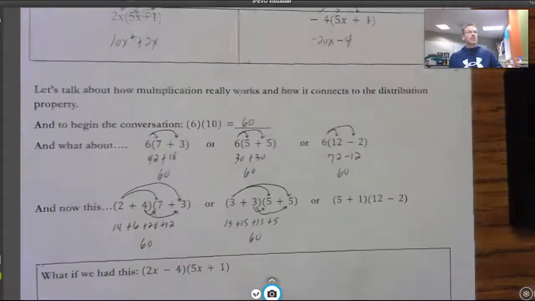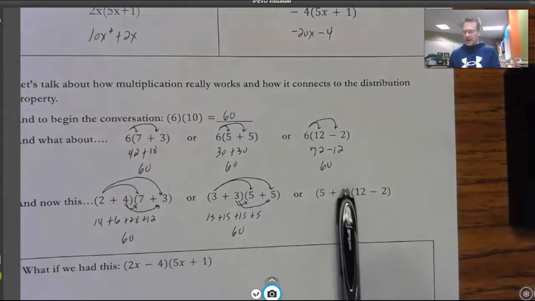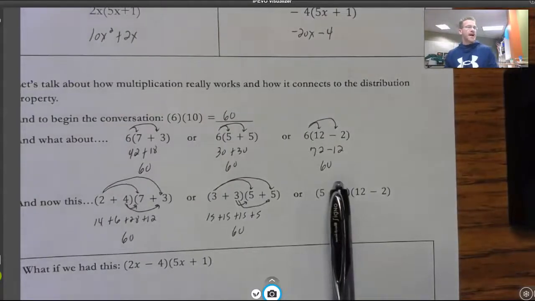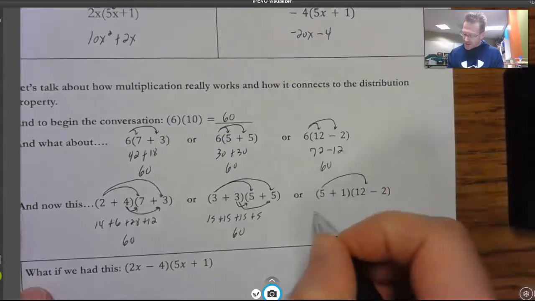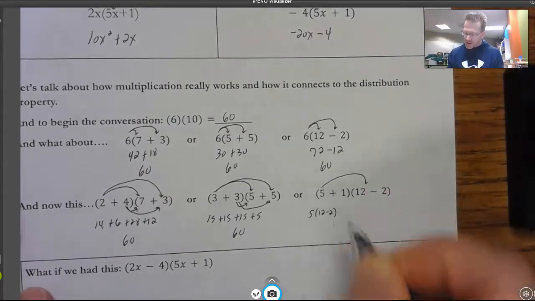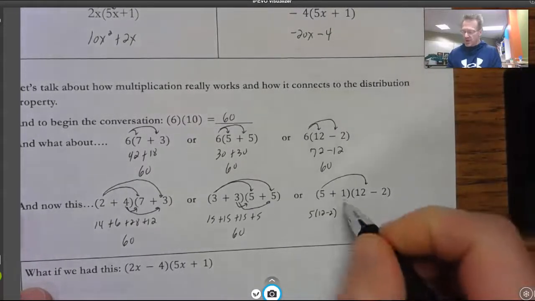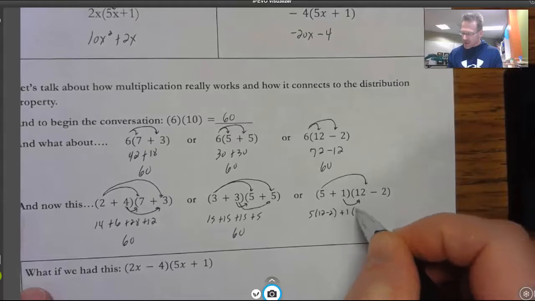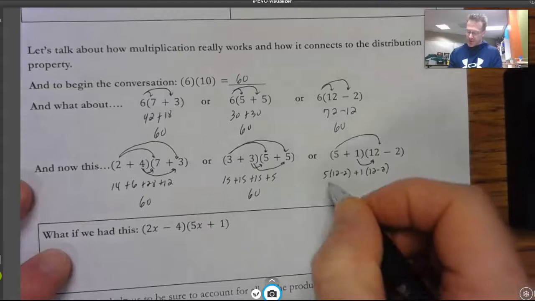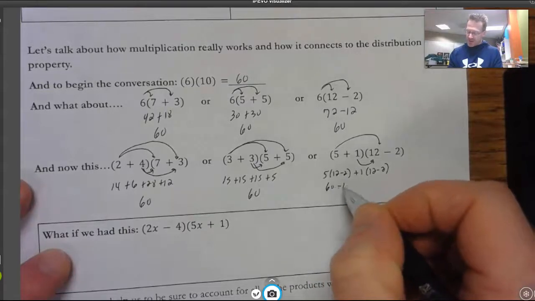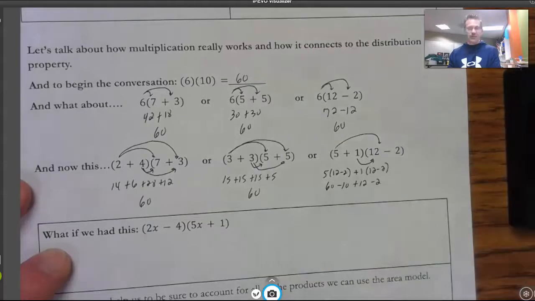Now, here's the other way you can think about this: I can think of it as two separate problems. I can ignore the 1 here, and I really have 5 times everything here. So this is really 5 times 12 minus 2. And then I can ignore the 5 and say, okay, now I have 1 times all that, so I have to distribute 1 to that. That would be plus 1 times 12 minus 2. Notice 5 times 12 is 60, 5 times negative 2 is negative 10, 1 times 12 is 12, and 1 times negative 2 is negative 2.